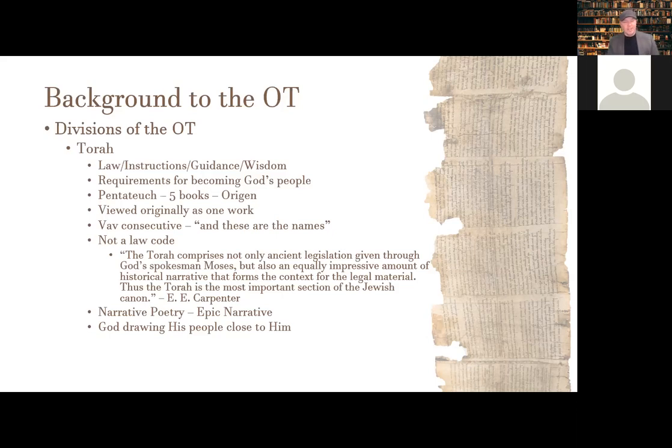It's the next bullet. We see this as one work, and we view it as such because of something we call the Vav consecutive. I don't want to dive too much into the Hebrew, but there's a letter in Hebrew called the Vav. And it's very small. And when Vav is added to the beginning of a word, it's referred to as a Vav consecutive. It's like the word and, generally speaking the same way we understand the word and today. It's a continuation of a thought that's already there.